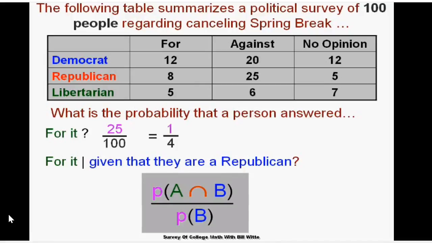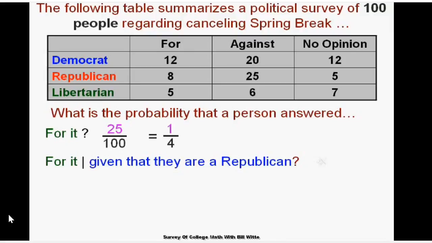Once again, the probability of both happening at the same time is they're for it and they're Republican. Well, there it is right there, 8, over the probability of B, which is the probability that they're Republican, is 8 plus 25 plus 5. Is that your final answer? Well, let's reduce it. And there it is, 4/19. Okay, we'll do a couple more. Get you remembering this formula.